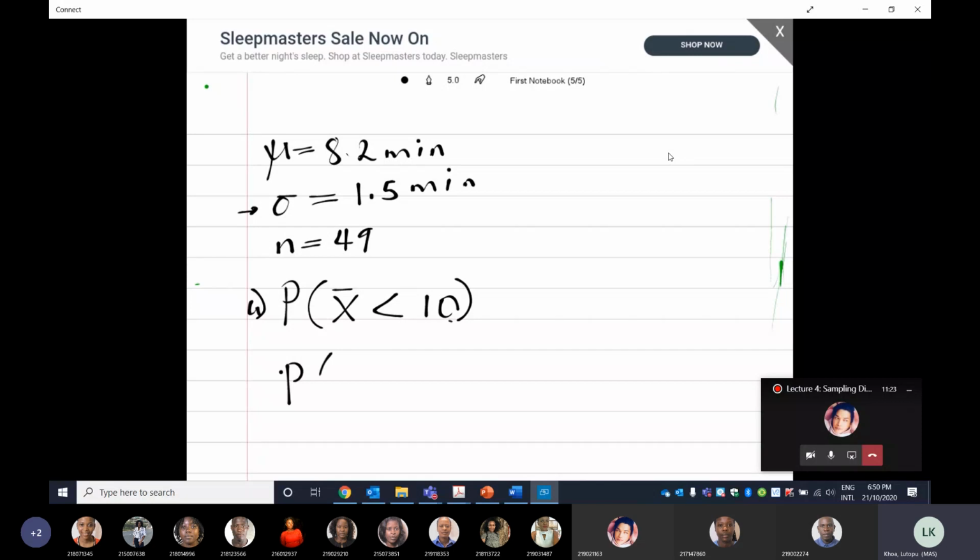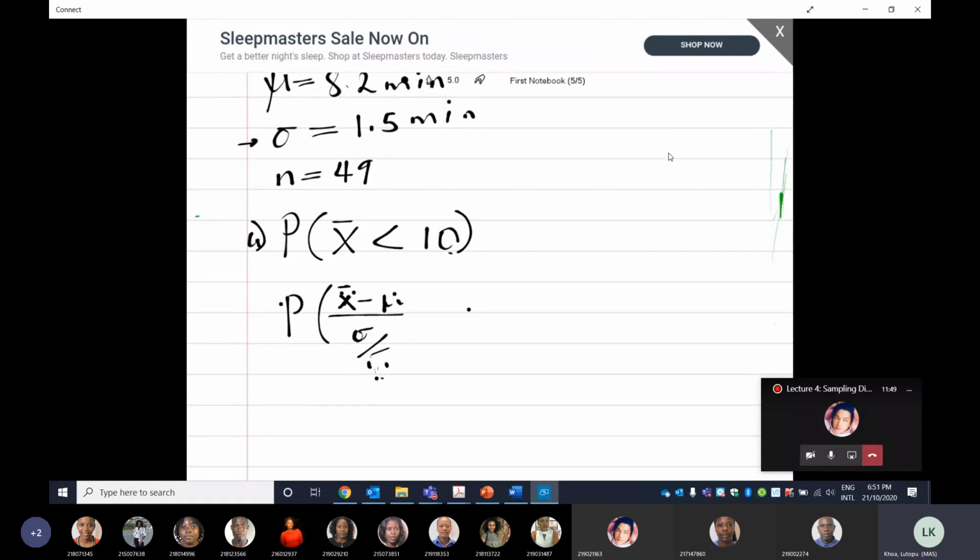This is the probability. Now when we standardize x bar, we take x bar minus mu, then we divide this by the error. This is given by sigma over the square root of n. So that is how we standardize. And what we do on one side of the inequality, we need to do on the other side.